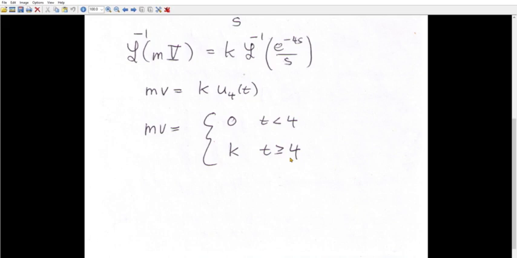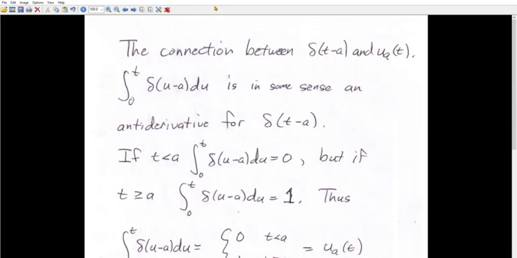So that's the way we do this. If you want to impart momentum k, you use as your forcing function k times delta of t minus whenever you want to impart the momentum. The last example should illustrate that there is some sort of a connection between the delta function and the unit step function.